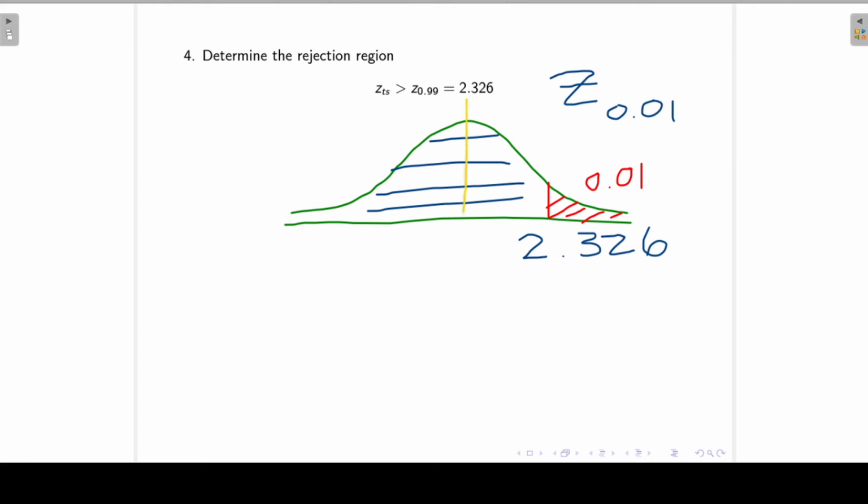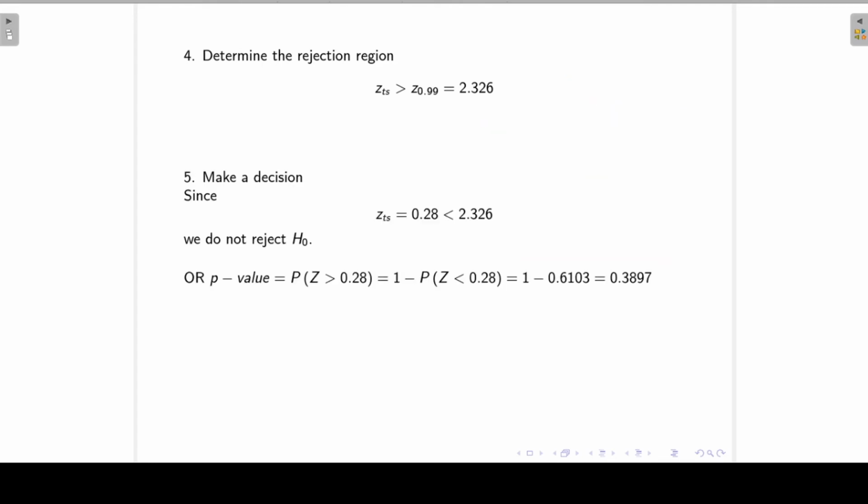Okay, so my rejection region is this red area, and my observed test statistic was 0.28. So this is 0, and 0.28 will lie somewhere around there. So clearly my observed test statistic falls in the acceptance region, and therefore we will conclude that we do not reject the null hypothesis. Okay, so here we have that our observed test statistic, which was 0.28, is less than my critical value. It does not lie in the rejection region, and we do not reject the null hypothesis.